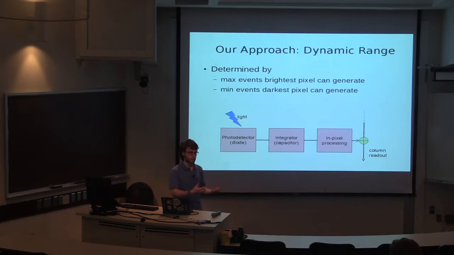The dynamic range of our system is going to be determined based upon the maximum number of events that the brightest and the darkest pixels can generate. And the max events in this case is going to be limited by the amount of events that the network on this pixel sensor can use. And so when you hit saturation with that, you start to lose information.